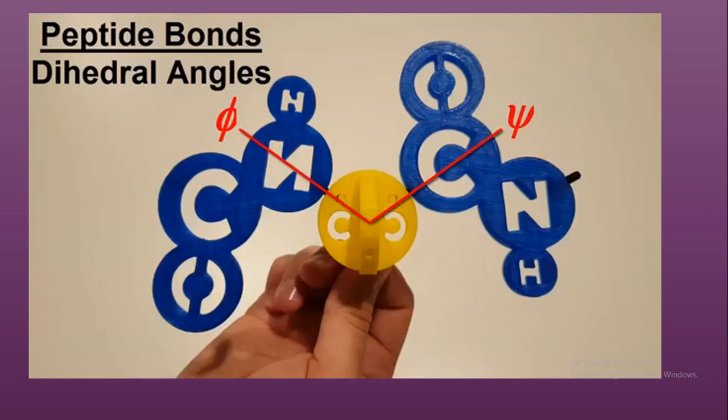Yes, one more thing that we need to understand is that the angles between the planes are called dihedral angles or torsion angles. So remember what a torsion angle is. Torsion angle is not the angle between two lines, it is the angle between two planes.